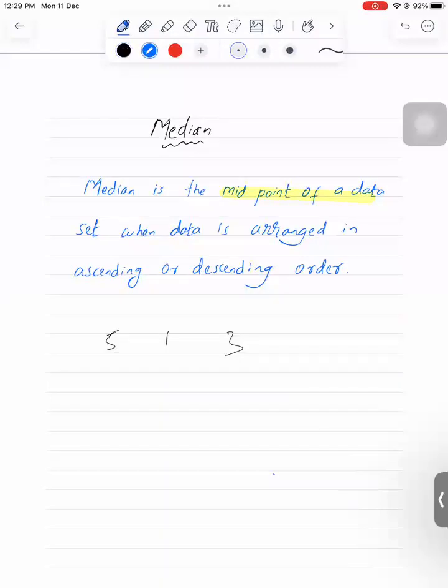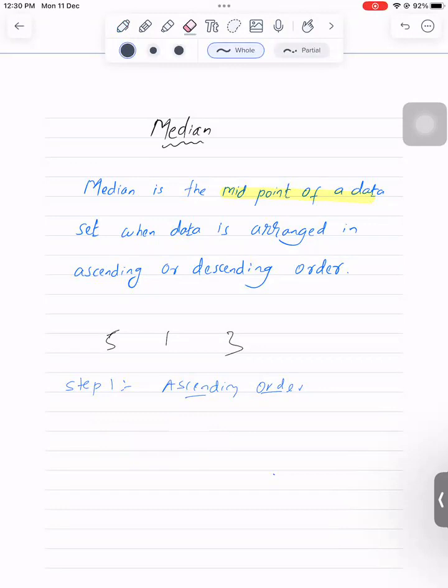See, first, what we need to do is arrange the data set in ascending order. When you arrange the data in ascending order, we will start with 1, then the next number will be 3, and the last number will be 5. Now you need to find the midpoint. The middle value, I can see, is 3. So 50% of observations you can see are on the left side and 50% of observations are on the right side of the middle number. So here the midpoint or median is 3.